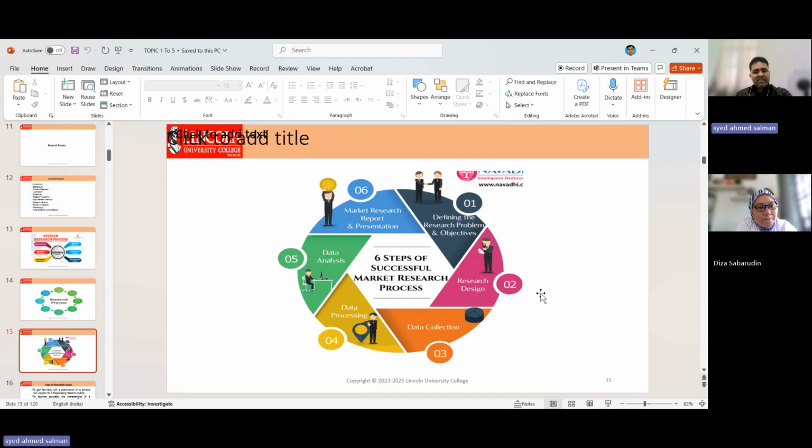Now here, 6 steps of a successful marketing research process. So here we will discuss a few things. The first is defining the research problem and objectives. These 6 steps are very important when you are doing marketing research. As I told you just now, you have to understand the problem statement. If you do not understand the problem statement, Lisa, then it will be very difficult for you to understand the topic. So whenever you are doing marketing research, the first important thing is to define the research problem. We have already discussed the objectives also. Defining the research problem and objectives is very necessary.